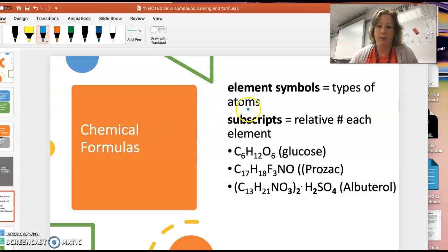All right. So compounds. When you see a compound like, for example, Prozac, the antidepressant, anti-anxiety medication, it tells you the elements. So we know there's carbon, hydrogen, fluorine, nitrogen, and oxygen, but it also tells us how many. The subscripts are telling us relative to each other. So I have 17 carbons for every 18 hydrogens, for every 3 fluorines, 1 nitrogen and 1 oxygen. That's what a chemical formula shows us.